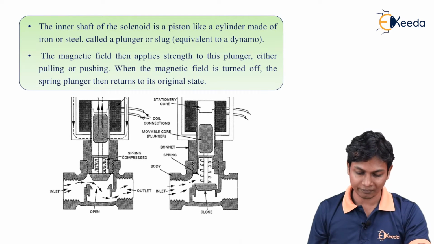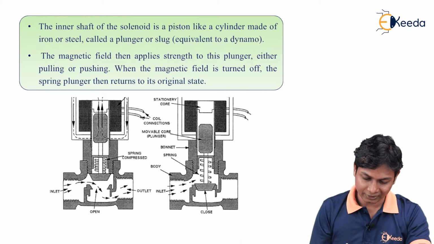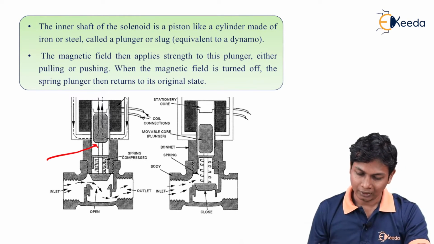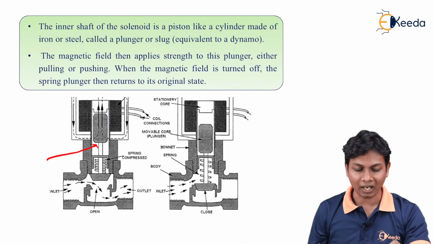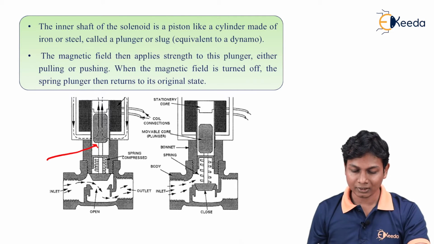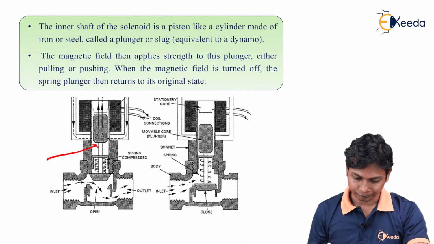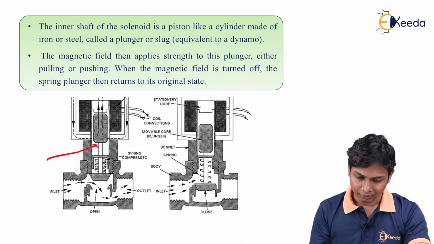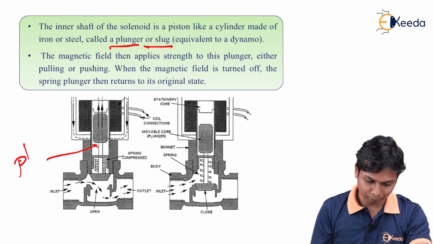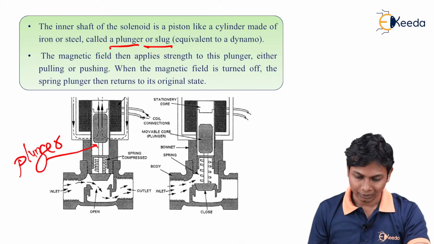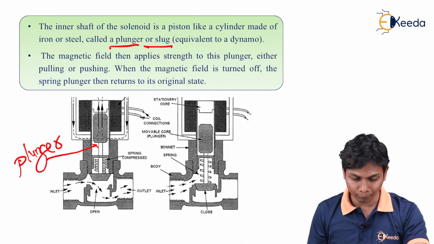The inner shaft of the solenoid is like a piston. This is our inner shaft. It acts like a piston of a cylinder made of iron or steel. It is called a plunger or a slug, which is equivalent to a dynamo position.